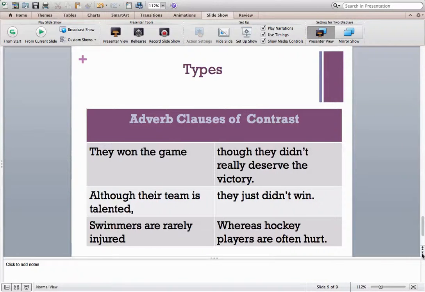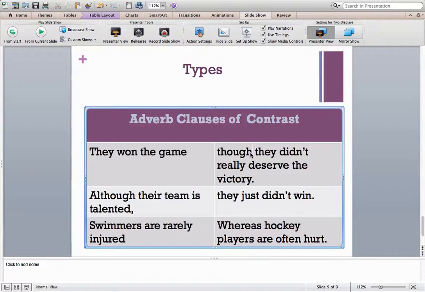Here are adverb clauses of contrast. They won the game, though they didn't really deserve the victory. And remember that though and even though and although all mean the same thing. Although their team is talented, they just didn't win. Here is just, a focus adverb.